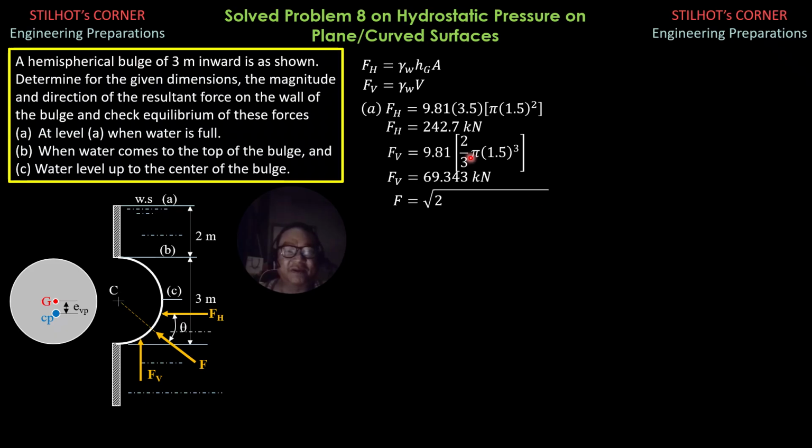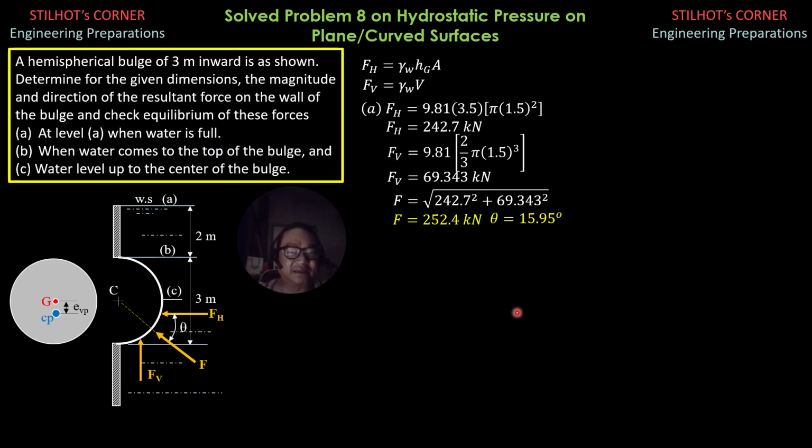So F therefore can now be solved. It is the square root of Fh 242.7 squared plus 69.343 squared, and that is equal to 252.4 kilonewtons. Then the direction of this F is inverse tangent of 69.343 over 242.7, and the force is directed up to the left in this case, making an angle of theta with the horizontal. So this theta is with the horizontal, inverse tangent of 69.343 over 242.7, and that's 15.95 degrees.